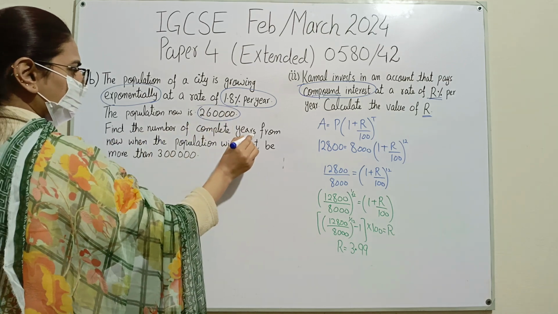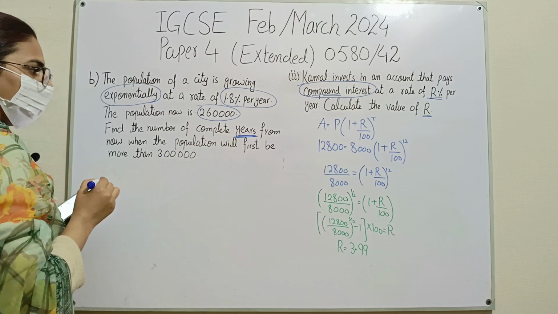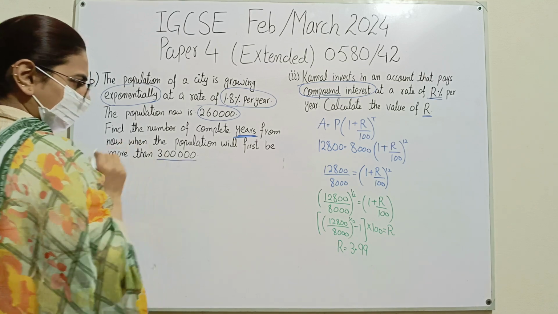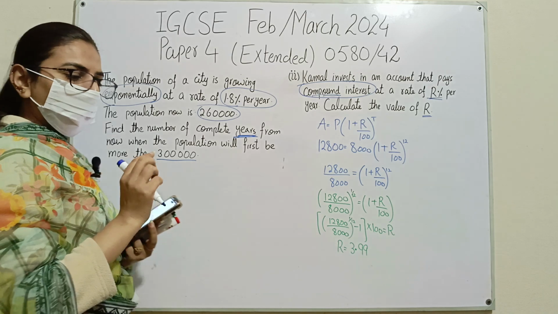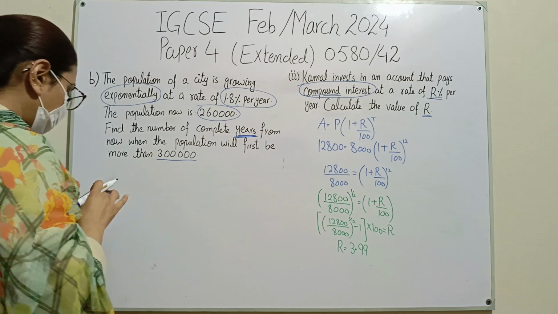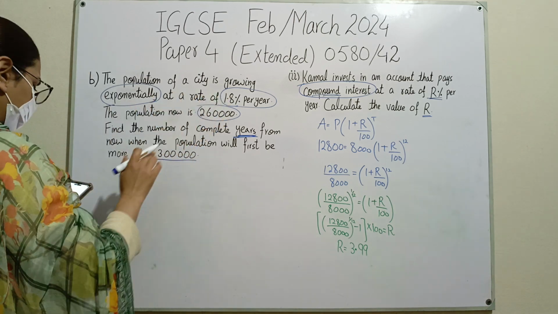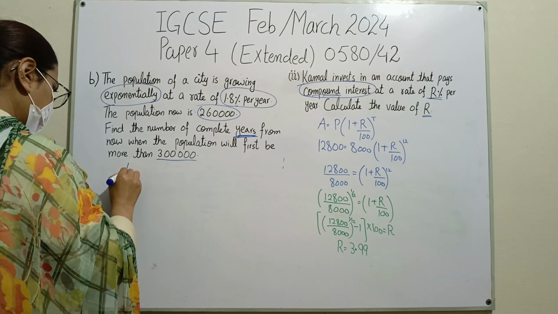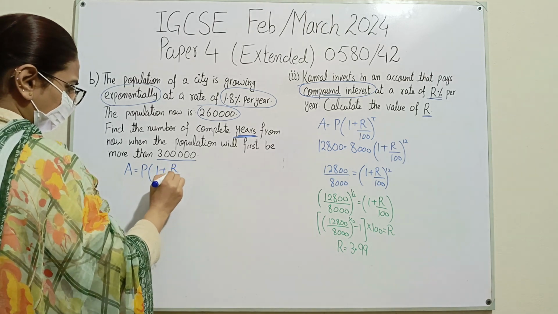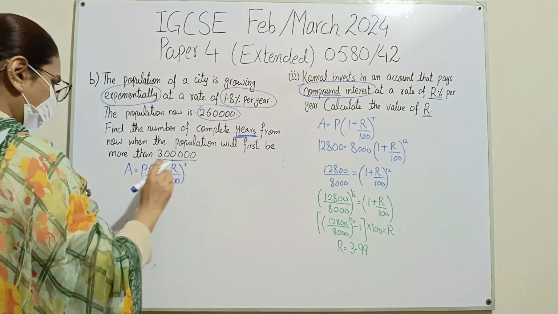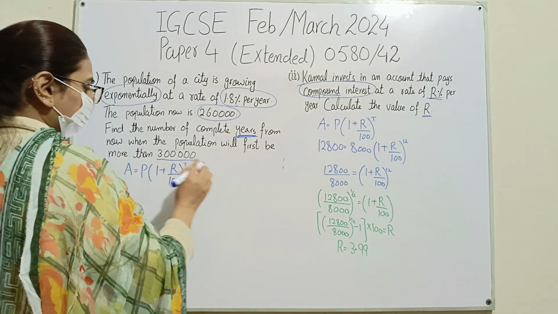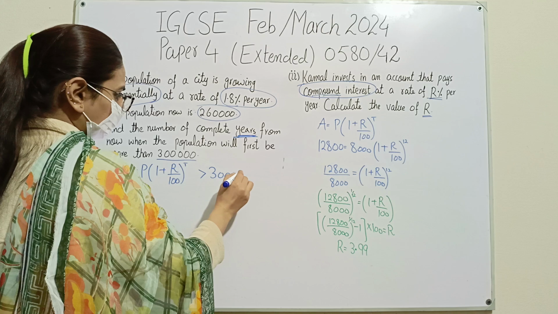Find the number of complete years. You have to find the value of t from now when the population will first be more than 3 lakhs. You have to tell the year in which the value will be slightly more than this. As I told you earlier, exponential means compound interest, so try to put the formula over here. A is equal to P times (1 plus r by 100) to the power t. Here you have to calculate the exact t for which the value will be slightly greater than these 3 lakhs.